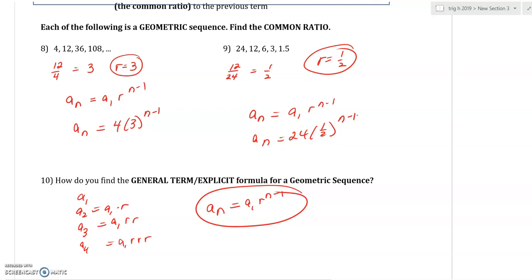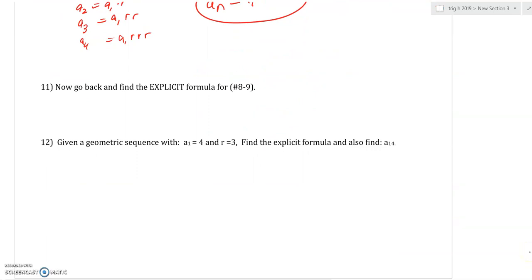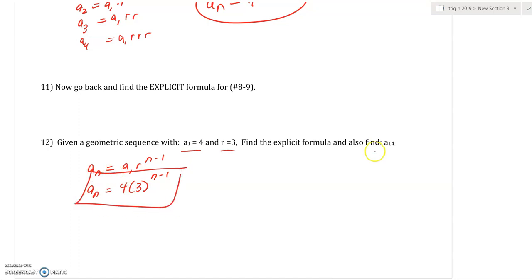Okay, so let's go ahead and take a look now at the last question. It says, given a geometric sequence with the first term given and common ratio, can you write a formula? Well, we sure could. Here's our formula. So if the first term is 4 and the common ratio is 3, there's our explicit formula. And now for some reason, if we wanted the 14th term, that just says, let's let n equal 14. And you end up with, you have to use a calculator for that one. That's a big number.